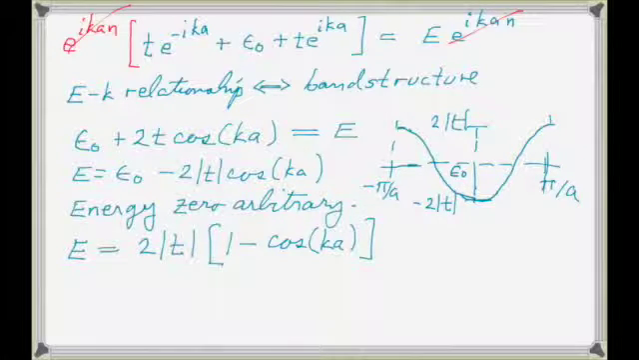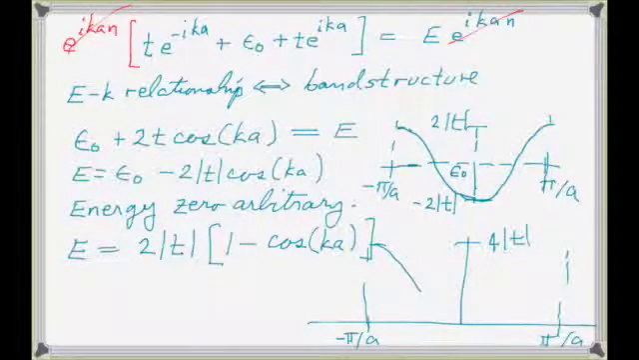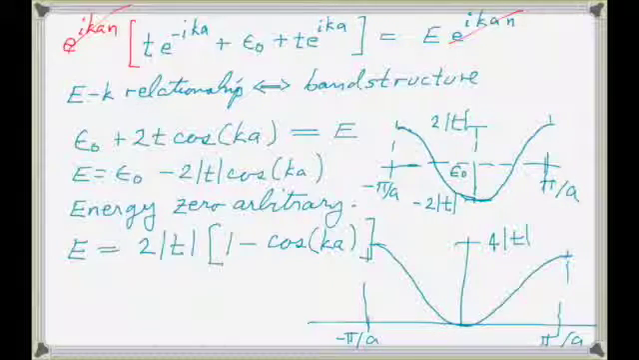So we just shifted our function up by 2t, so that its minimum is now at 0. And so this final form that you should keep in the back of your mind, from minus pi over a to pi over a, with a maximum at 4t, and you just get your cosine band sitting in there, centered at 0. And it's periodic, so we could keep plotting it, but it just is going to repeat itself. Like all band structures, it's periodic.